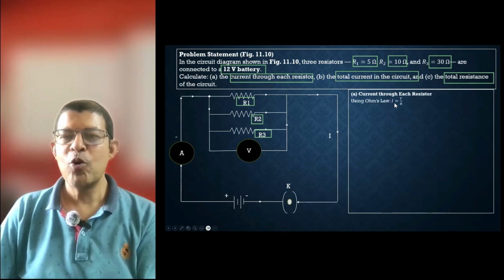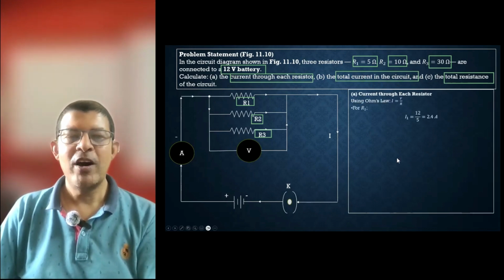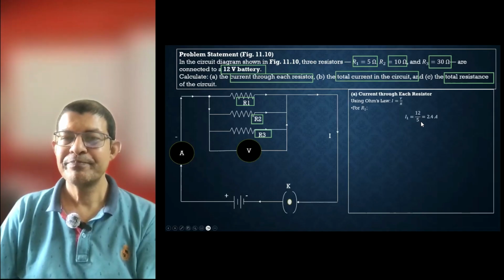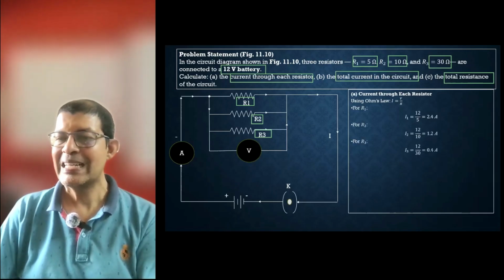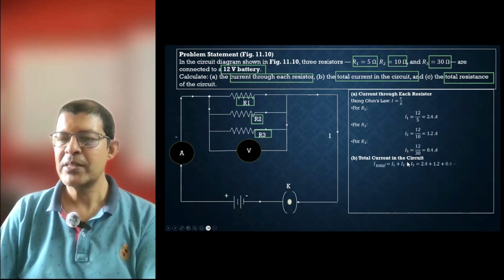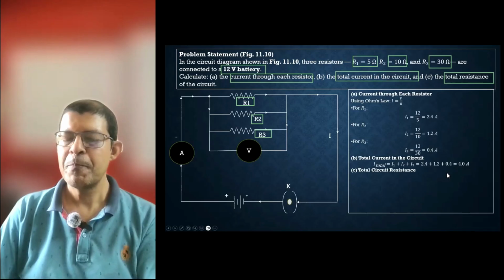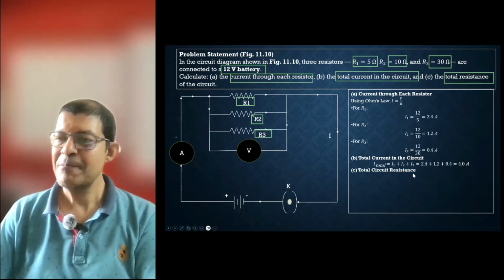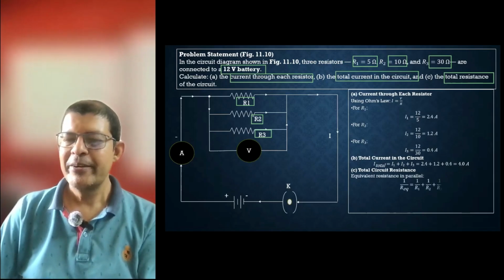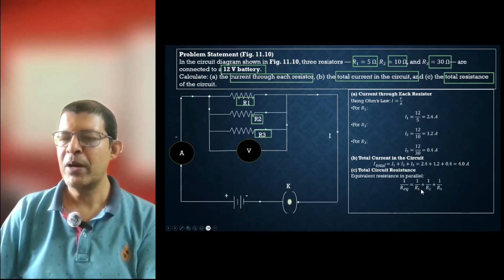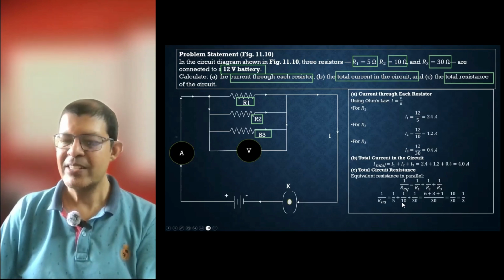To each resistor, using Ohm's law, you find the current. Current for R1 is given by voltage divided by its own resistance, which is R1. And similarly for R2 and R3, we take the individual resistors. The total current will be the summation of all the currents, I1 plus I2 plus I3, which is 4 amp. And total circuit resistance is the reciprocal: 1 by R equivalent is equal to 1 by R1 plus 1 by R2 plus 1 by R3, which will give 1 by 3. So R equivalent is 3.